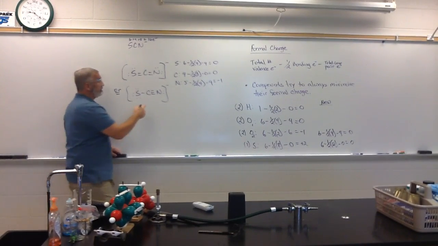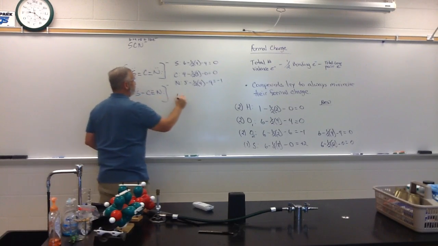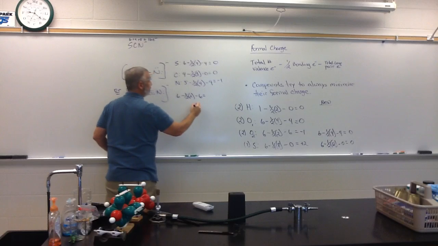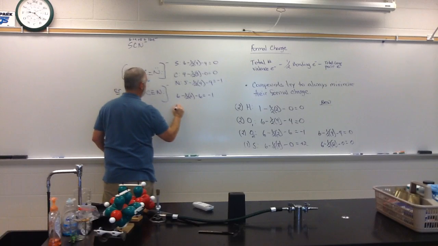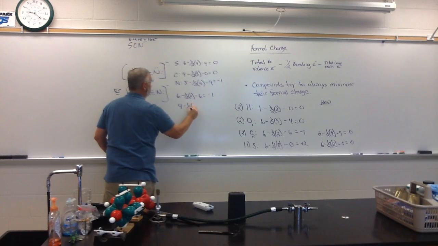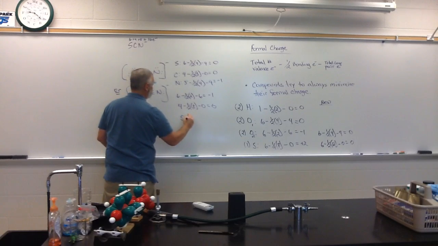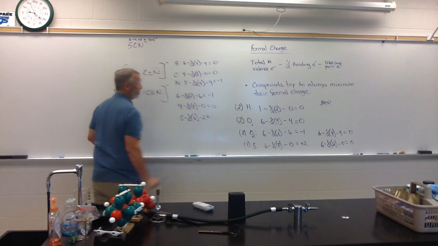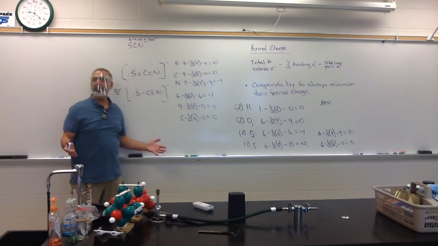Okay, let's look at this one. This sulfur: 6 minus 1/2 of 2 minus 6 is going to equal -1. Carbon is going to be 4 minus 1/2 of 8 minus 0, which is equal to 0. And nitrogen is going to be 5 minus 1/2 of 6 minus 2, which is going to equal 0. Okay, now they both seem to be minimized.